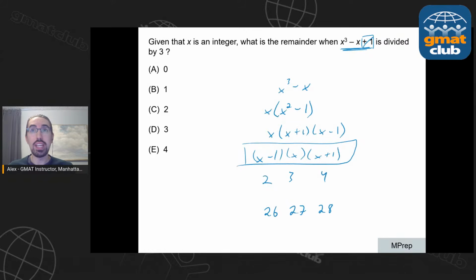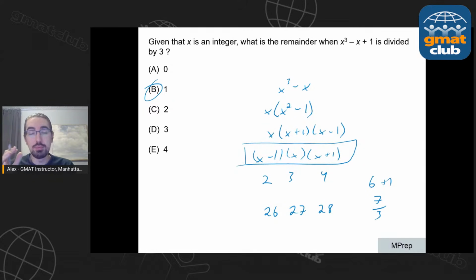So if we know that x cubed minus x is divisible by 3, then when we add 1 to it, we're just adding 1 to that remainder. Right? You take something that's divisible by 3, like 6, and you add 1 to it, it becomes 7, and now the remainder when you divide by 3 is 1. So B is our answer.